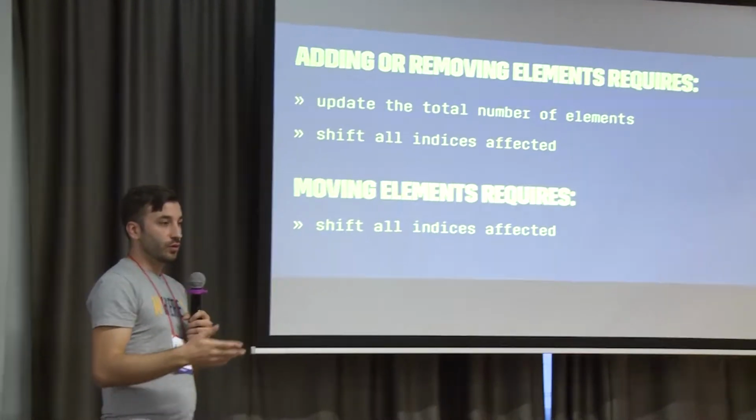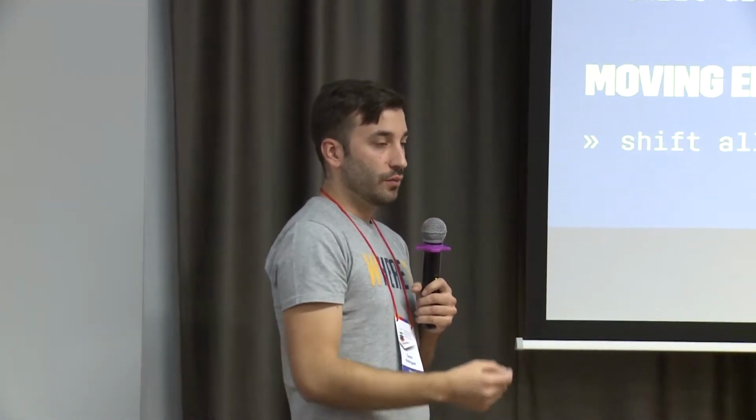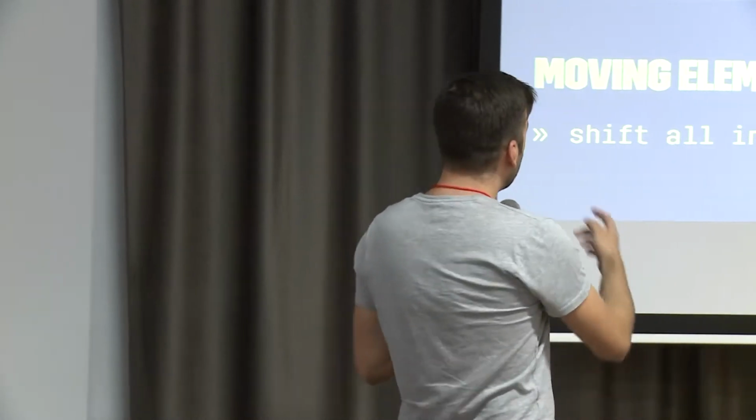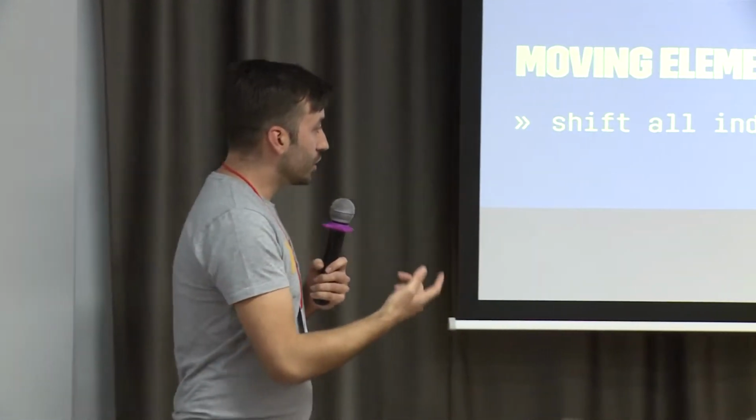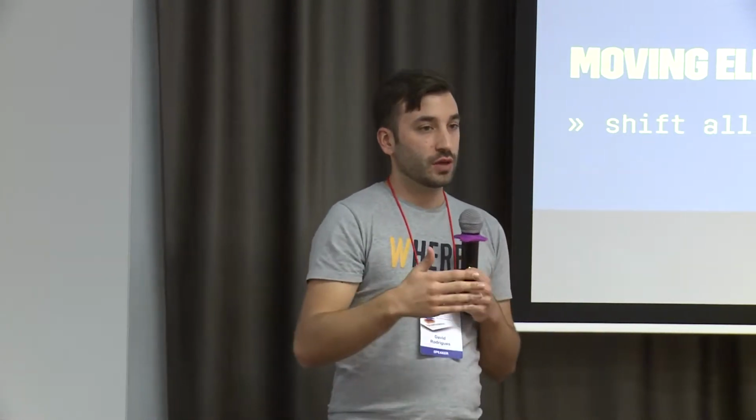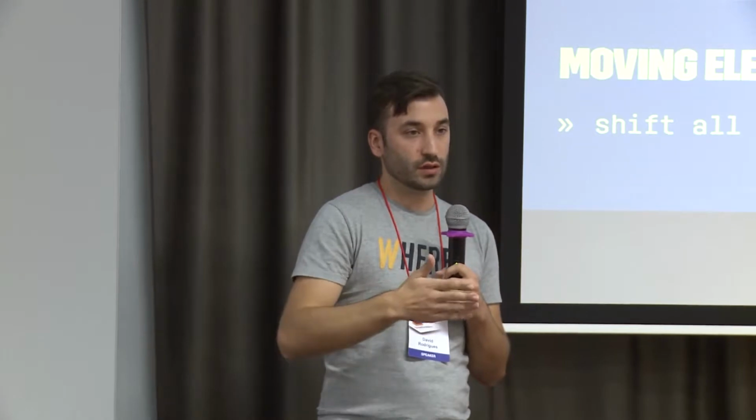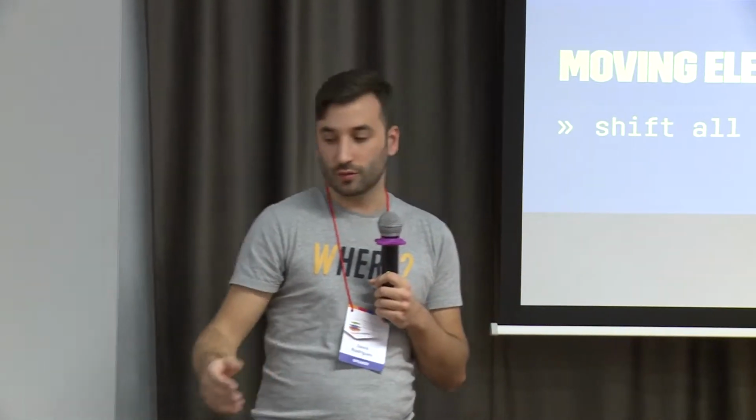So for example, if we remove the first element, we need to shift all the indices by -1. And moving elements also requires a shift of all the indices affected. So unless we place the item at the bottom of the list, we basically need to shift all the following elements. So you may be thinking, okay, but that's manageable.